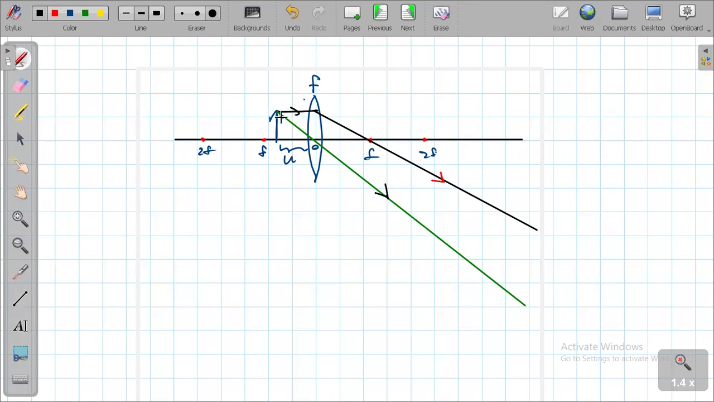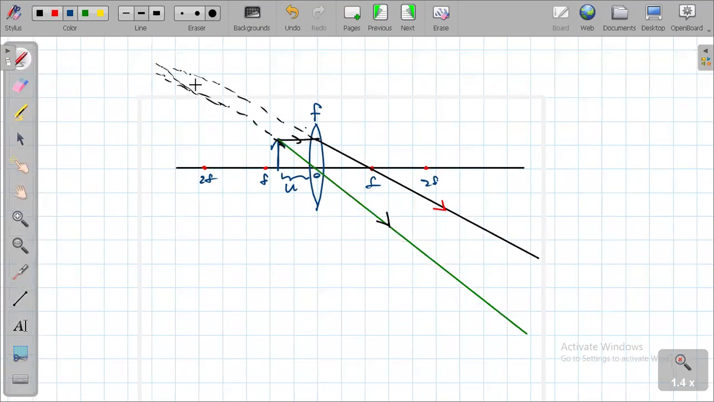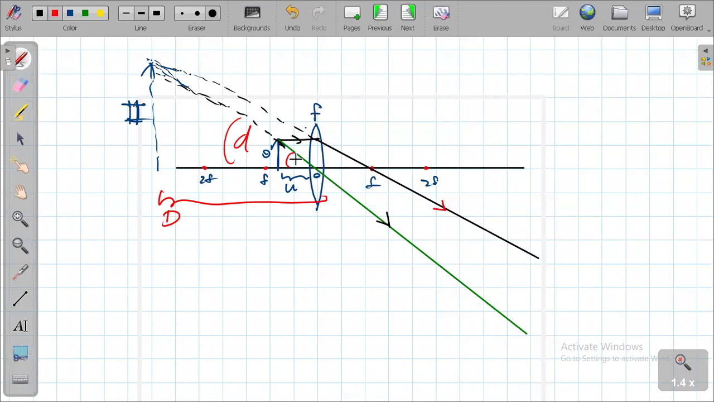So you have only one option. You have to extend this back like this. And finally you will get the final image somewhere here. It is the image. This is the object. So that is created at D. The angle is alpha. The same angle is here.